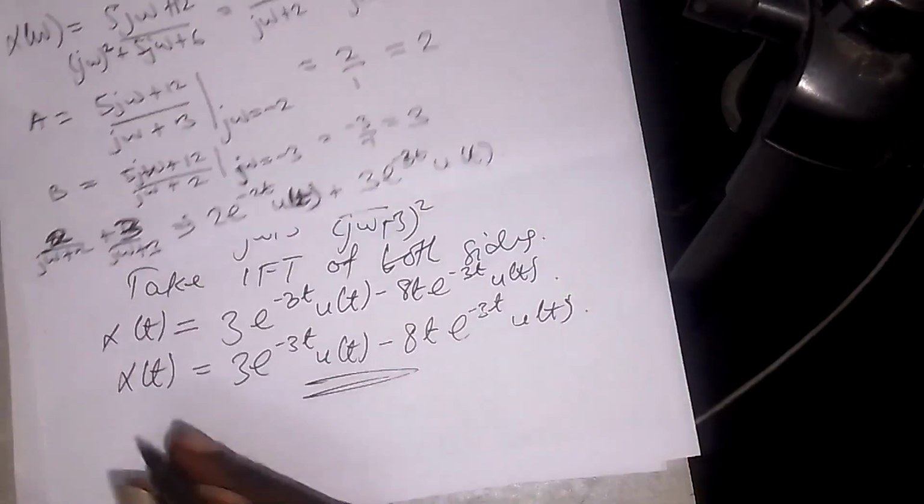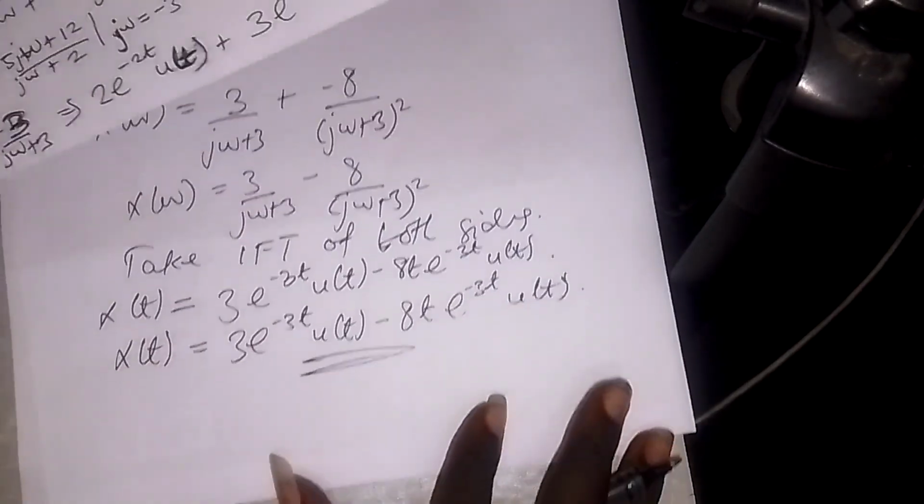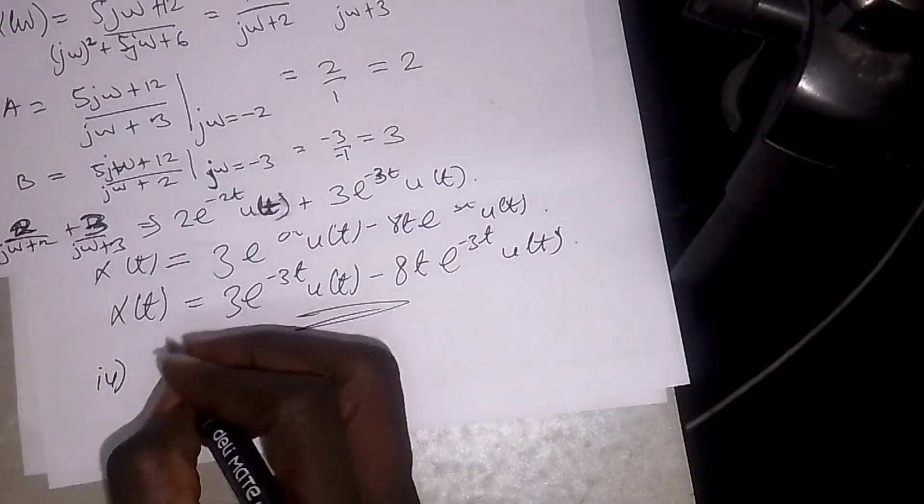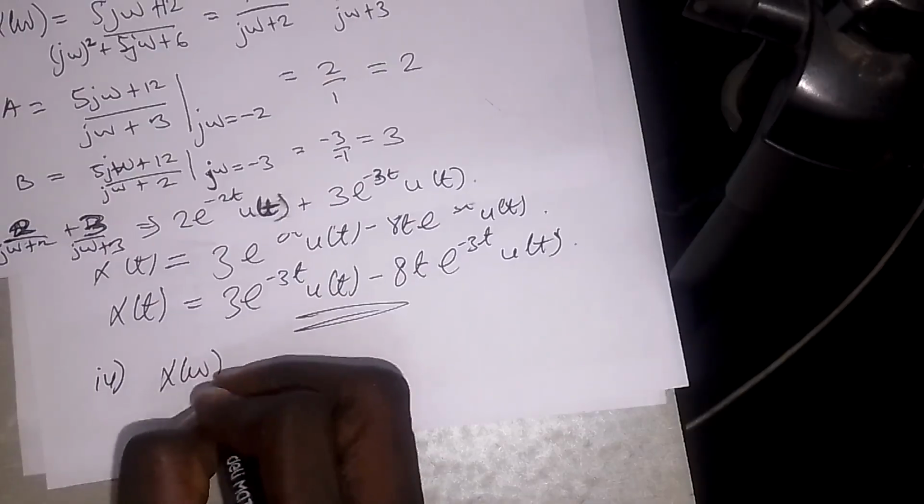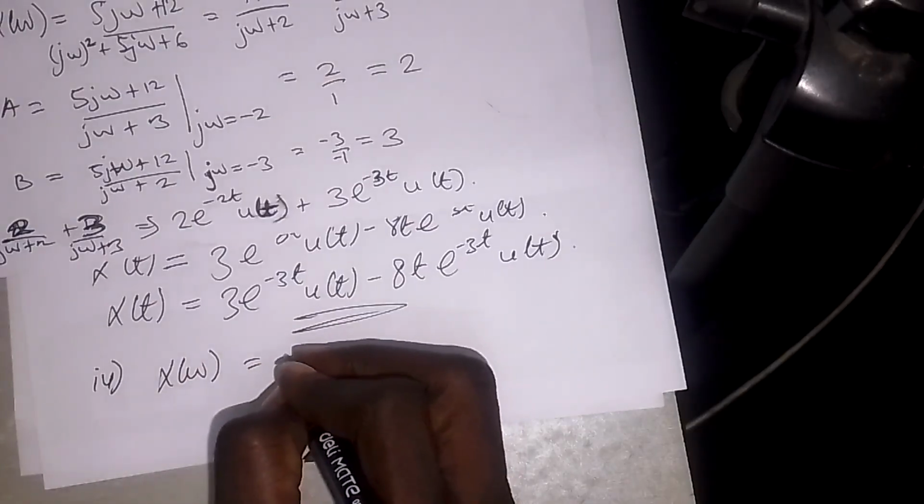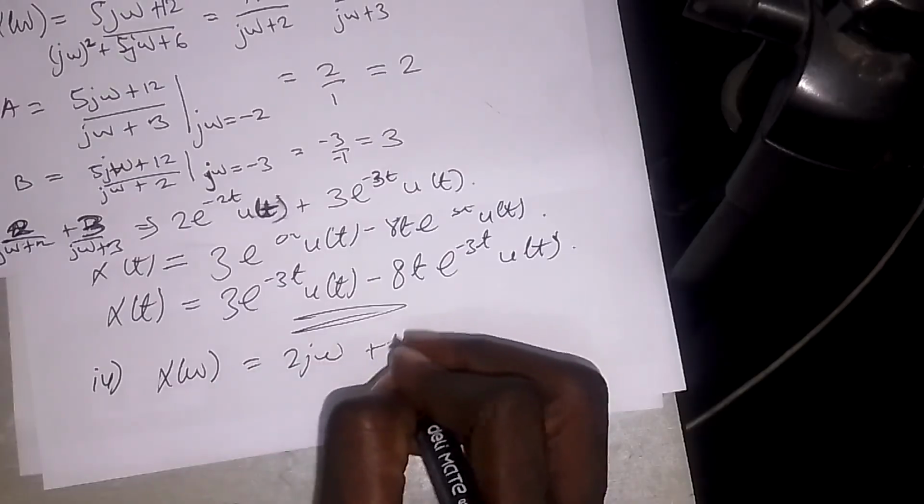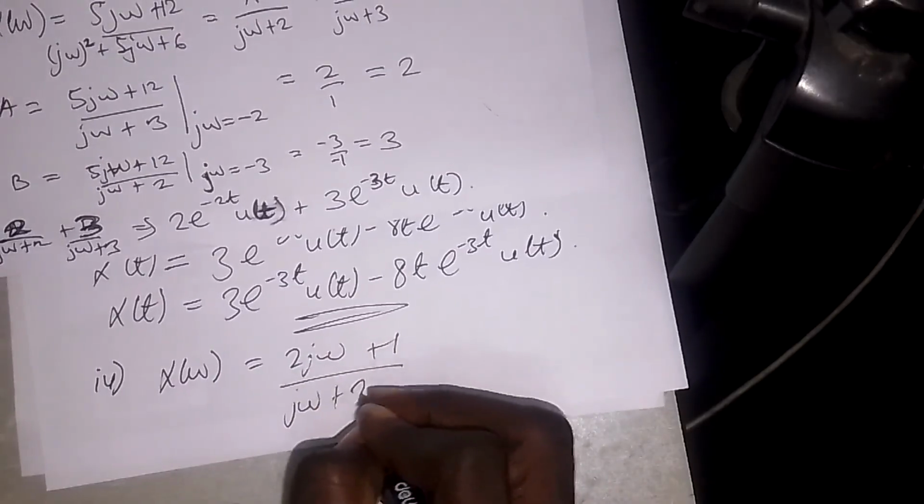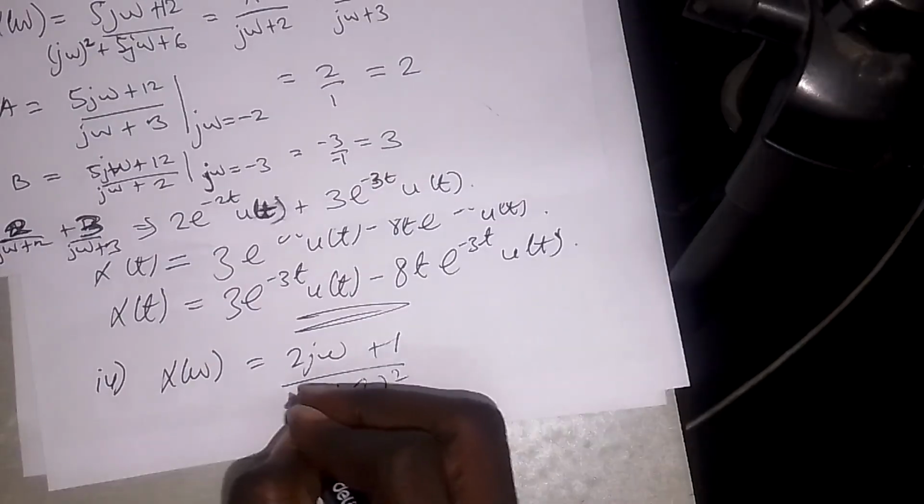Now let me write the last one for you to try. So that is the fourth one, X of omega is equal to 2j omega plus 1, and then j omega plus 2, all squared. Please try this.